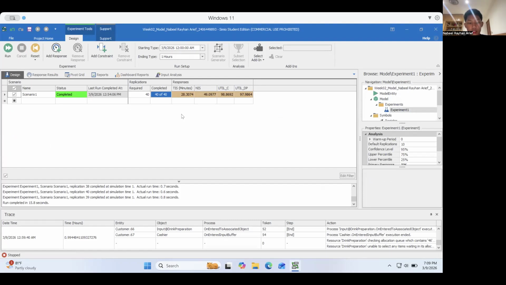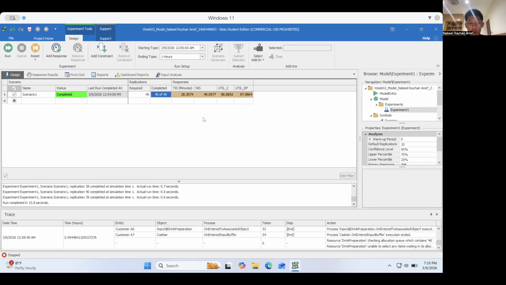From the time in system, I got that it's 28 minutes on average for a customer, and for the number in system, around 49 customers are in the system at the same time on average. The utilization of the cashier is 98%, and of the drink preparation is 97%. These results show that both service stations are operating at almost full capacity. This indicates that the system is highly congested and has very limited spare capacity during peak periods.